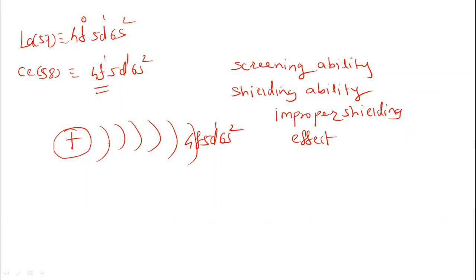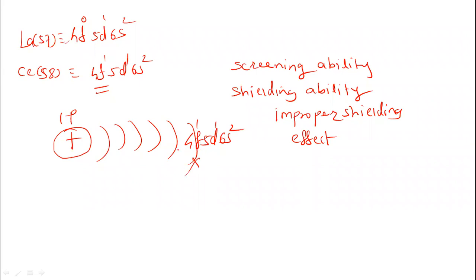It is expected that if there is one electron in the 4f orbital, it should stop the effect of one proton. But it cannot stop the effect of that proton, because the shape of the 4f orbital is such that it is unable to stop the effect of the effective nuclear charge of the nucleus on it. It means it is not working properly. It shows an improper shielding effect.